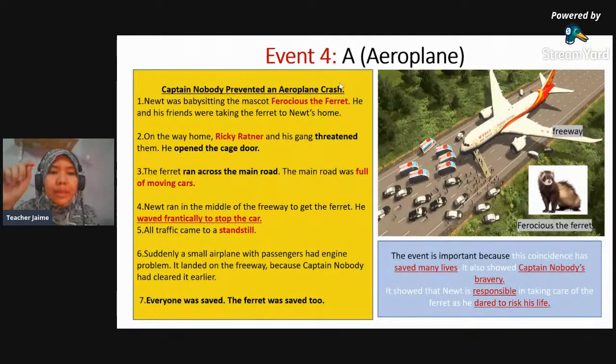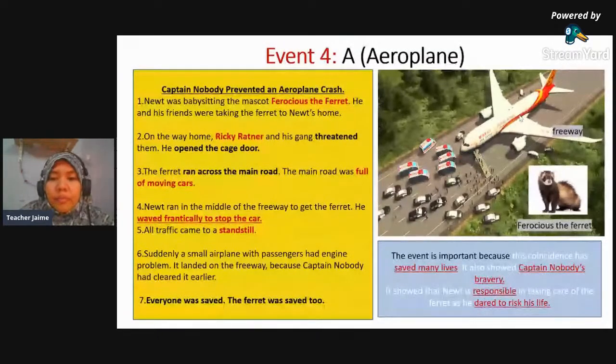So he opened the cage door. The ferret ran across the main road and the main road was full of moving cars. Ni kamu kena tulis. Sebab apa kena tulis? Sebab kalau tak ada kereta, tak penting sangat pun event ni. So biasalah, right? So this event, you have to write down the main road was full of moving cars.